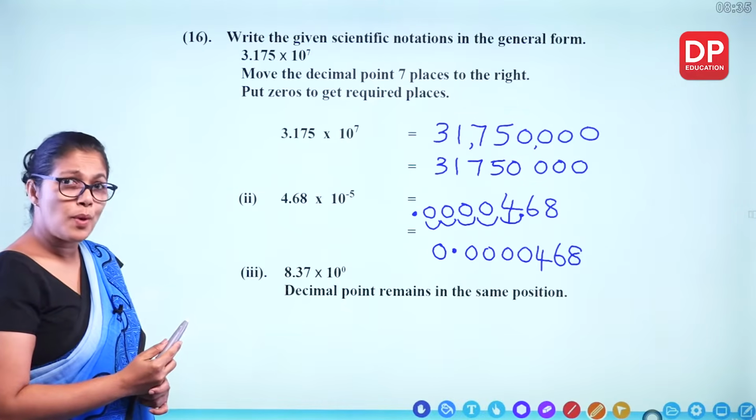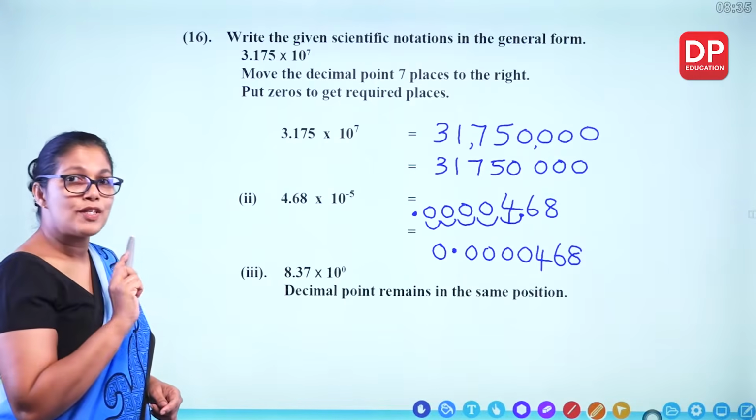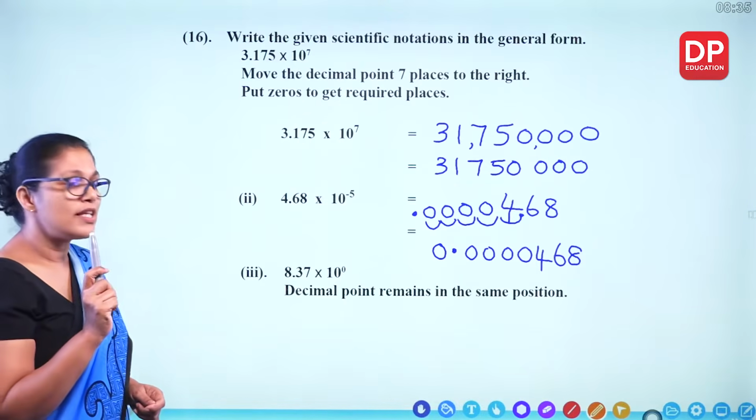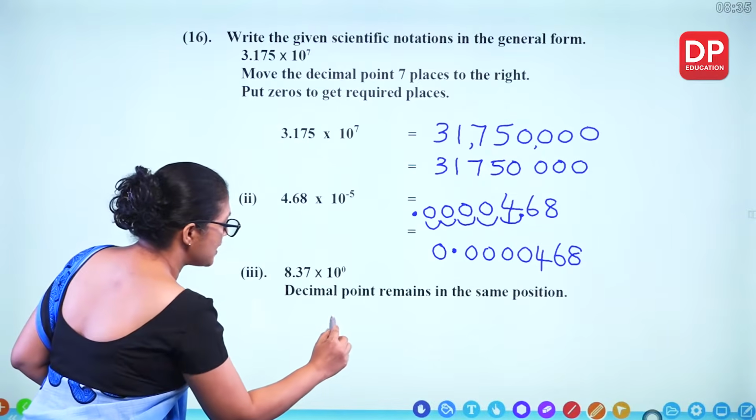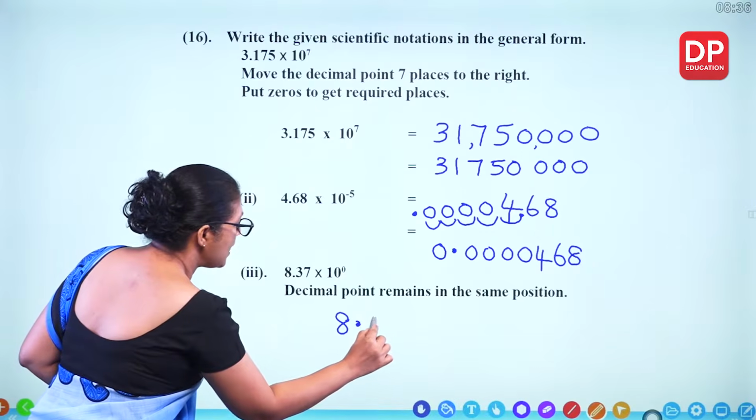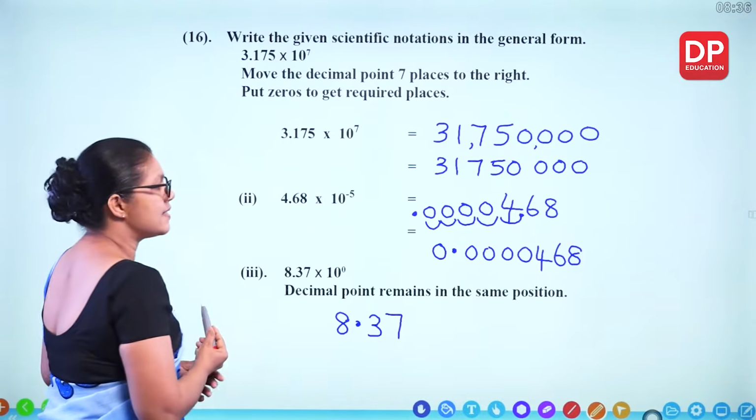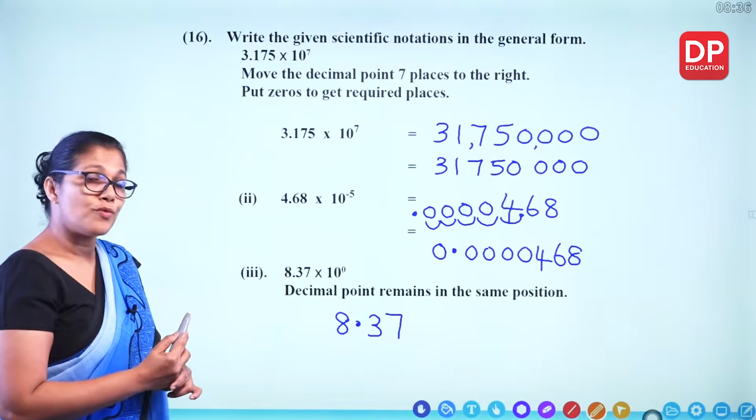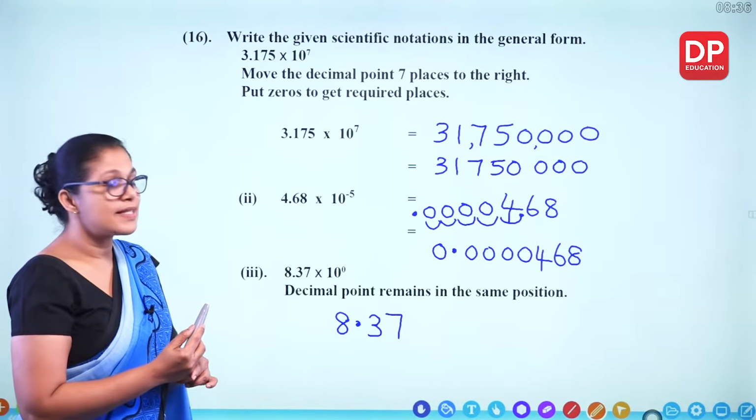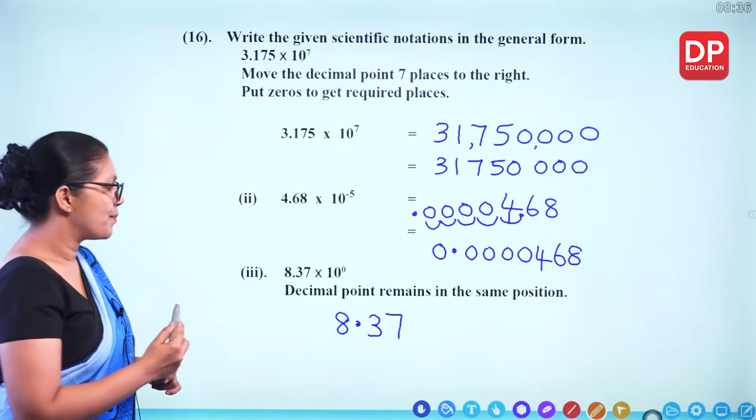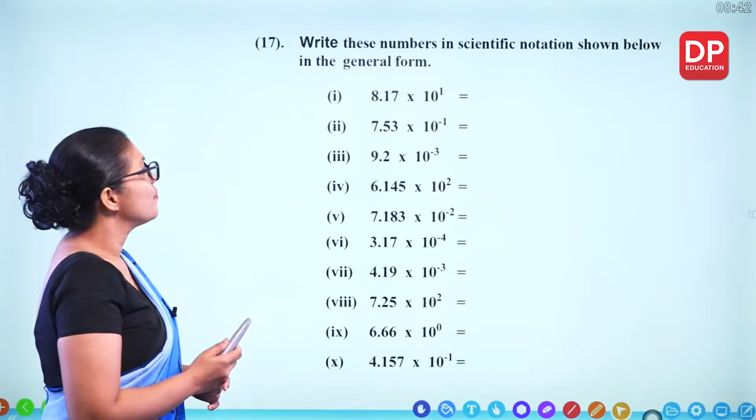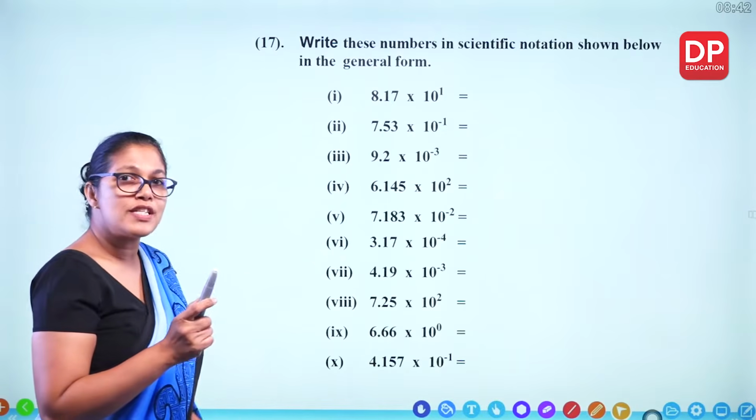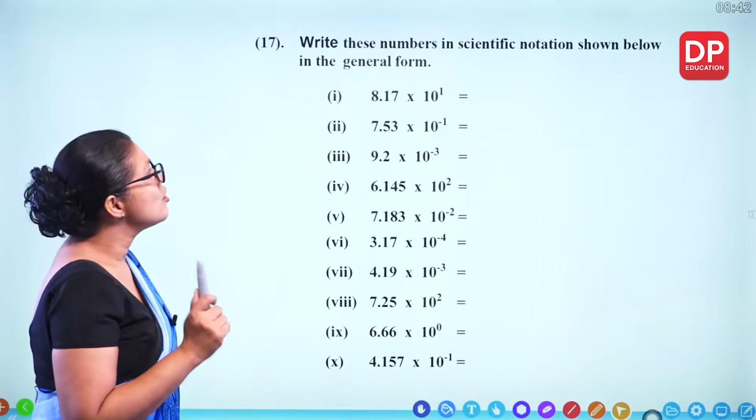Now again, this one, 10 to the power 0. So 0 means you are not changing the decimal place. So you get the same number. So what's the number? 8.37 is the original number. So we call these original numbers are in general form. Look at this one. Write these numbers in scientific notation shown below in the general form. So all these are given in scientific notation and you are asked to write in general form.